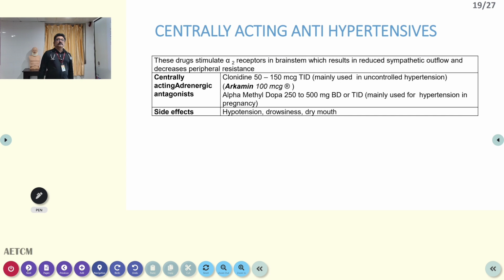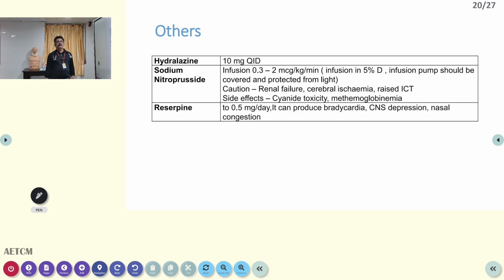Centrally acting drugs are mainly used in very high BP, especially in conditions like renal failure and renal artery stenosis, where BP will not be controlled with routine drugs. They can be used as a third line drug in most of the antihypertensive therapy guidelines.